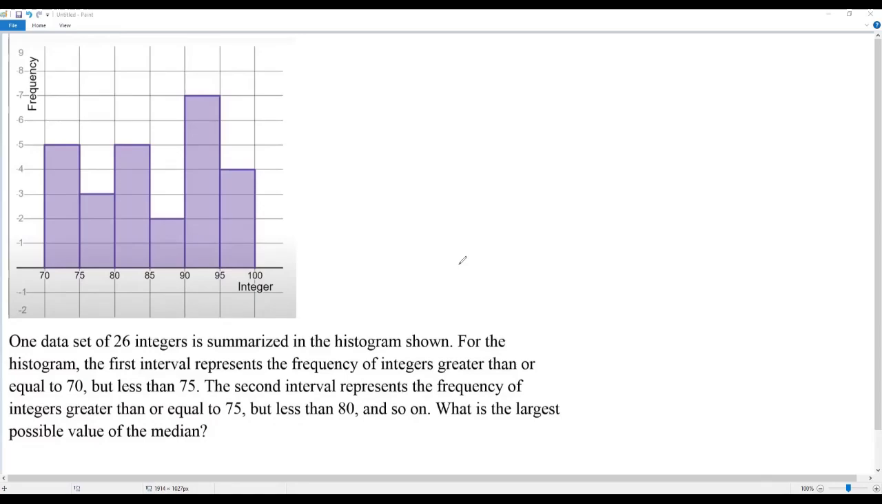Here we have a SAT math problem. Okay, let's go to the question. One data set of 26 integers is summarized in the histogram shown.